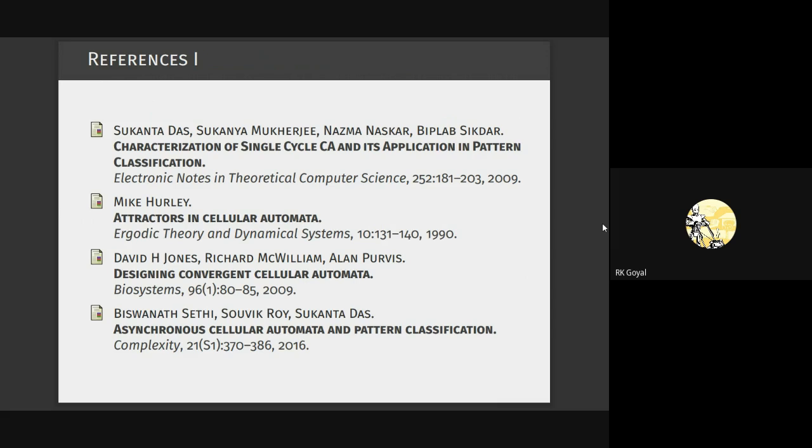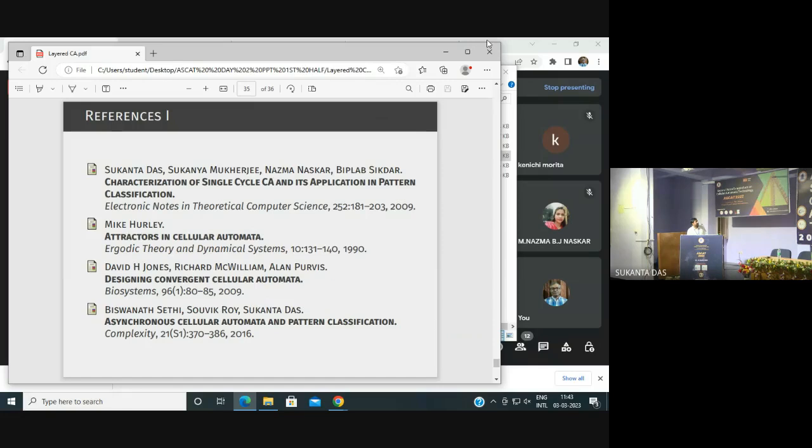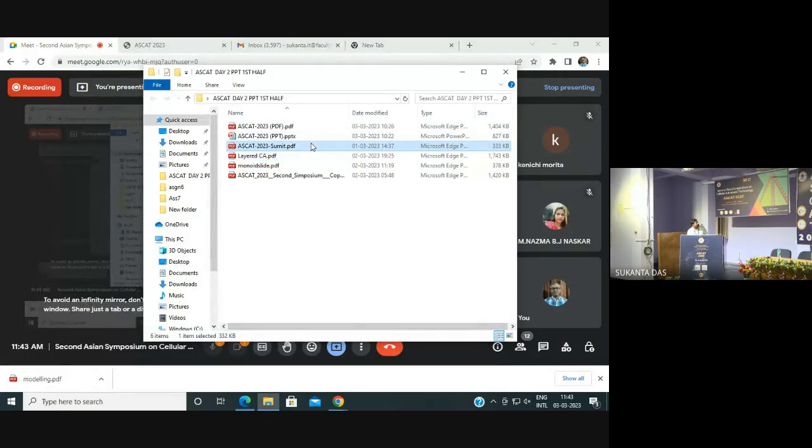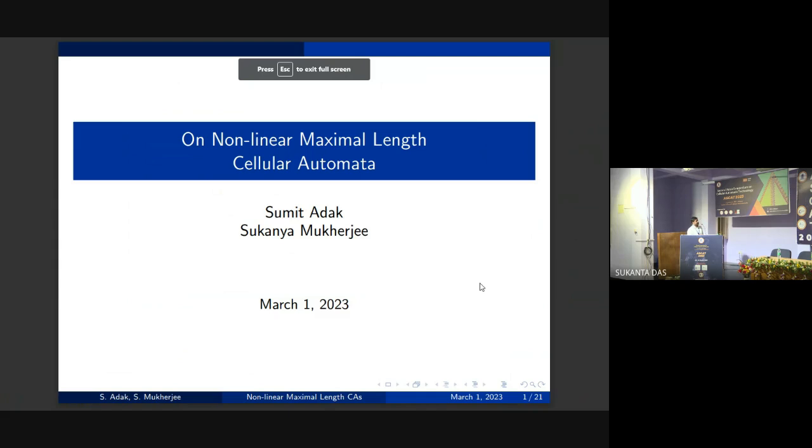Our next paper is on nonlinear maximal length cellular automata. Authors are Sumit Adak and Sukanya Mukherjee. So Sumit is presenting the paper. Good morning, everyone. The title of the paper is Nonlinear Maximal Length Cellular Automata.